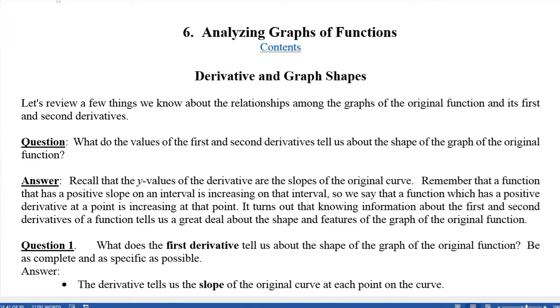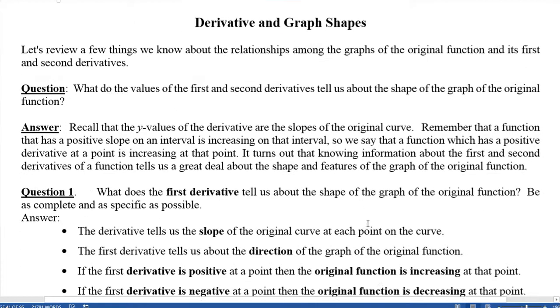And the answer is that we recall that the y values of the derivative are slopes of the original curve. We also remember that a function that has a positive slope on an interval is increasing on that interval, so a function which has a positive derivative at a point is increasing at that point. It also turns out that knowing information about the first and second derivatives actually tells us quite a great deal about the shape and features of the graph of the original function. So let's get some specifics here.